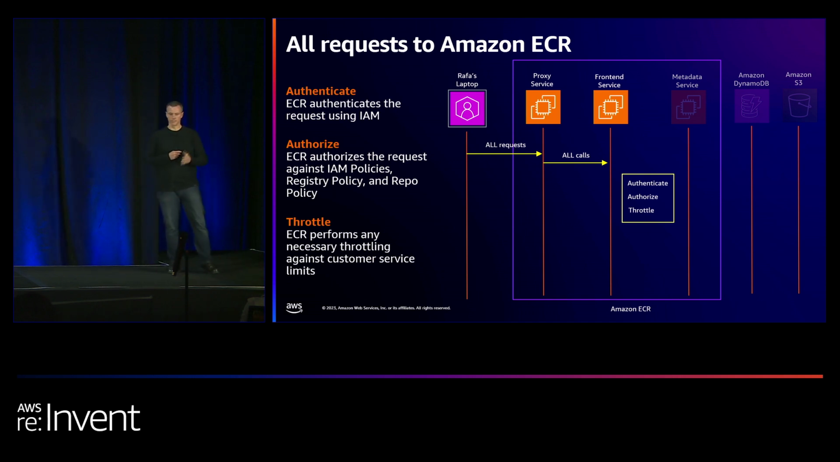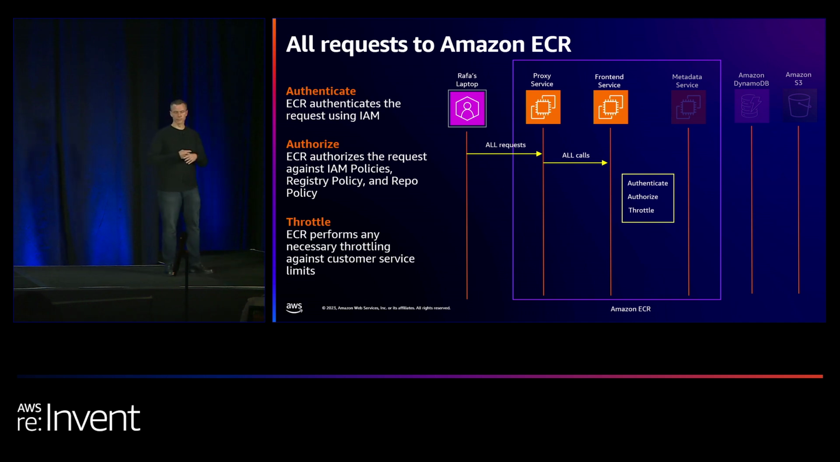So we're checking IAM policies, things like that, making sure the token's valid, making sure you can take the actions that the registry is configured to support for your registry and your repos. And ultimately, a big component of front end is also throttling the request.